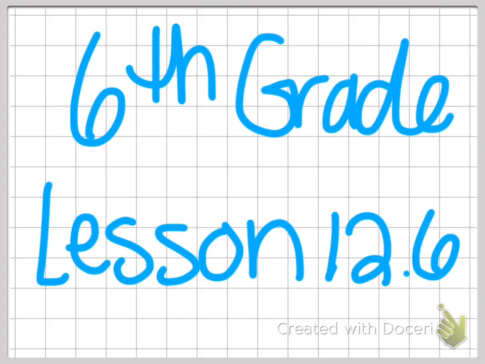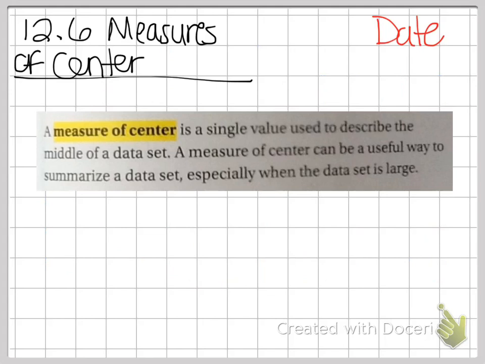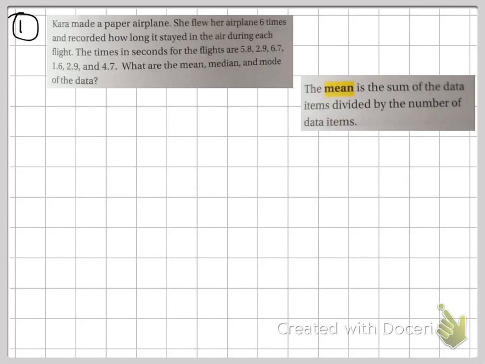So we are skipping lesson 12.5 and going straight into measures of center. A measure of center is a single value used to describe the middle of a data set. A measure of center can be a useful way to summarize a data set, especially when it is large. So the first way of measuring that is by looking at the mean, or the average, of data. And we've done this before, so this is going to be a quick review.